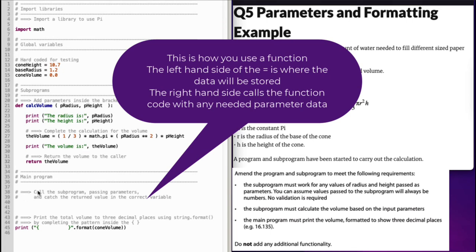It now says call the subprogram, passing parameters, and catch the returned value in the correct variable. So I need to store it somewhere, and because it's a function, I need to store it in a variable. Well, is there a variable that I can use? Well, what's it doing? It's calculating the volume. I've got a variable up here which looks like it's been initialized to 0.0 that stores the volume. So that, I think, is the one I'm going to use.